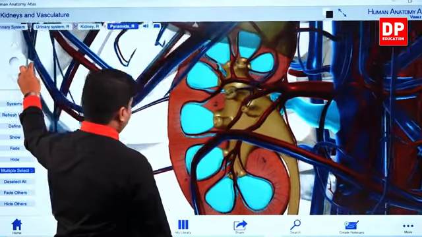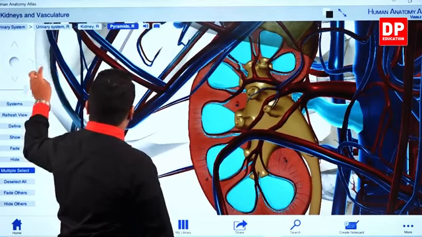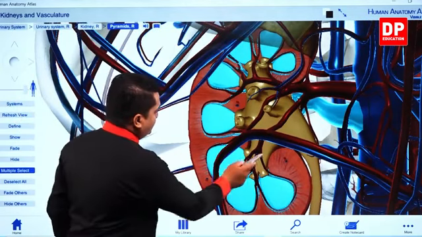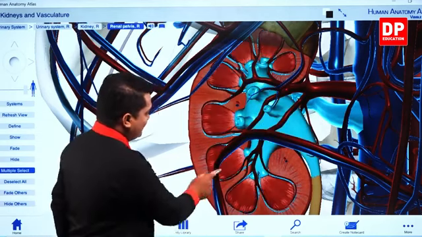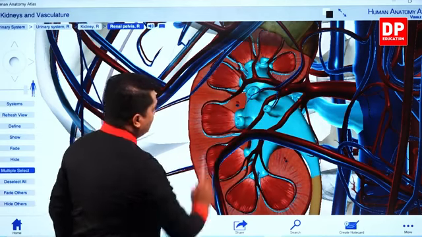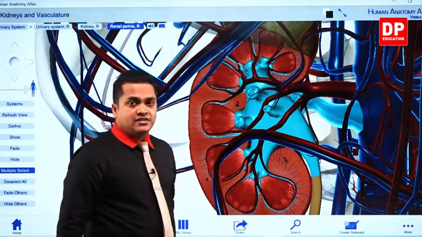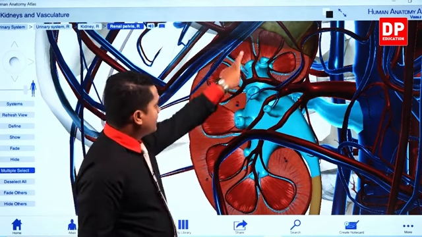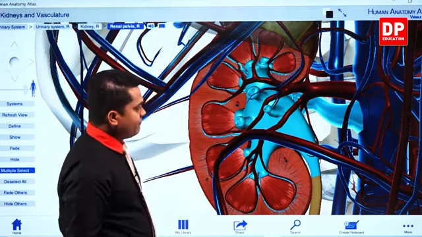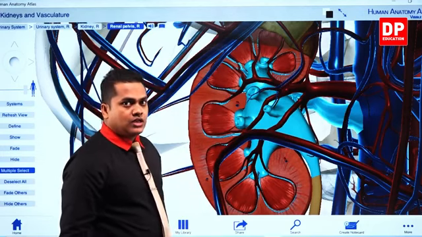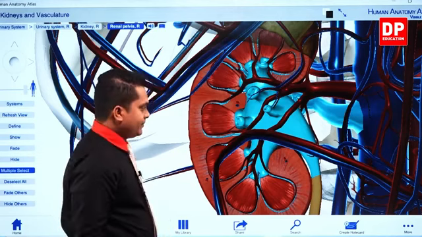So here, this is the pelvic region. This white color area is the pelvic region. These smaller boxes, these ones are the renal pyramids. So here you can get a very fine, better look at the structure of the kidney, right?